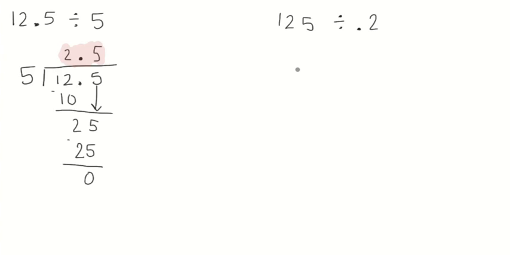125 divided by 0.2. Uh-oh, my divisor has a decimal. I need to move it to the right once. This does not have a decimal, so I'm going to place one right here because every whole number actually does have a decimal. We just don't put it there. So I'll put my decimal that once was invisible. I moved this one to the right once, so I'm going to move this one to the right once.